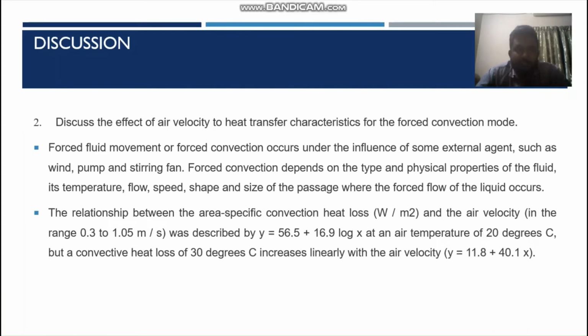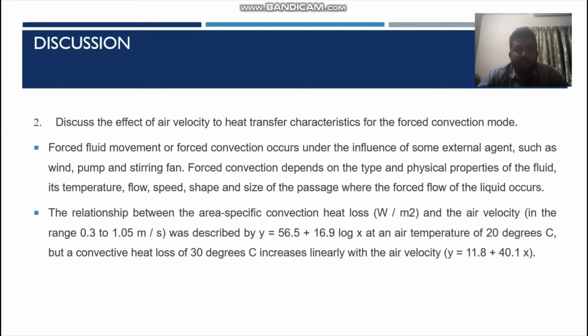Next is to discuss the effect of air velocity on heat transfer characteristics for the forced convection mode. Forced fluid movement, or forced convection, occurs under the influence of some external agent such as wind, pump, and stirring fan. Forced convection depends on the type and physical properties of the fluid, its temperature, flow speed, shape, and the size of the passage where the forced flow of the fluid occurs.